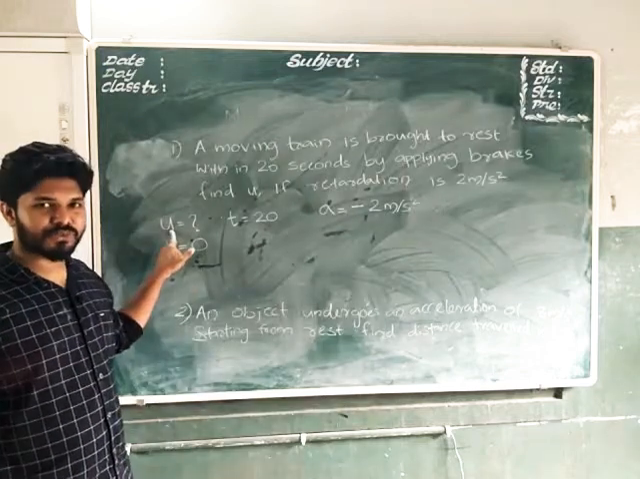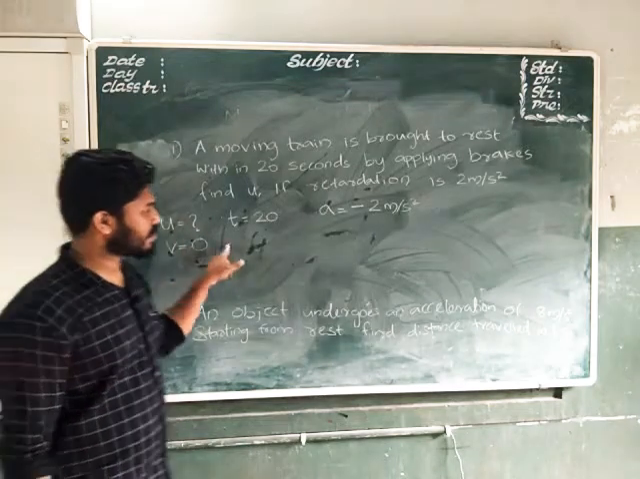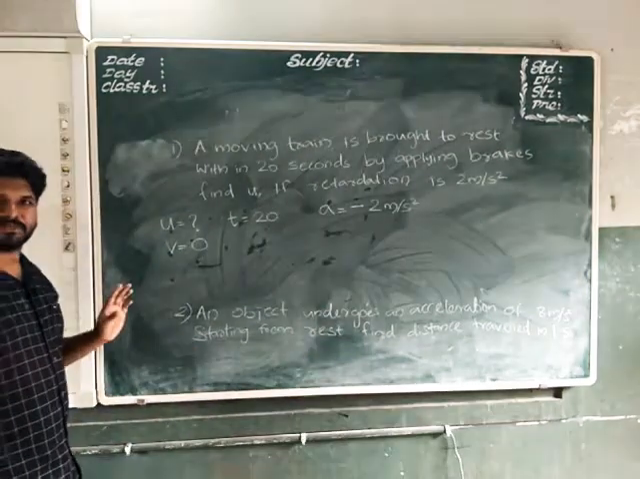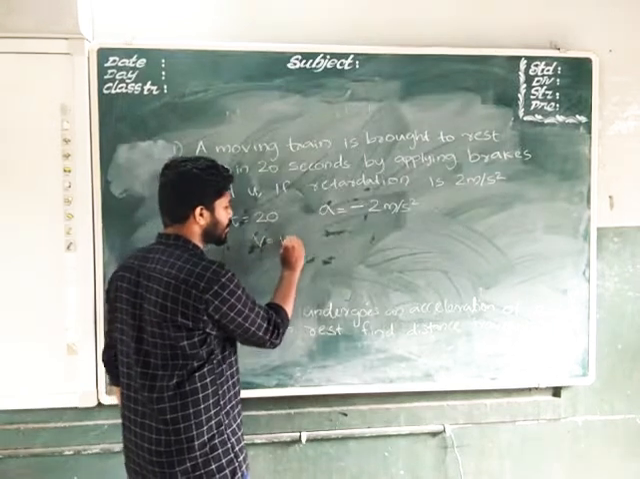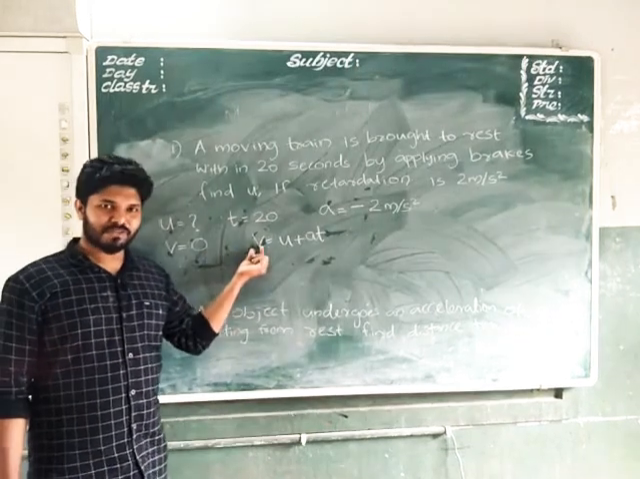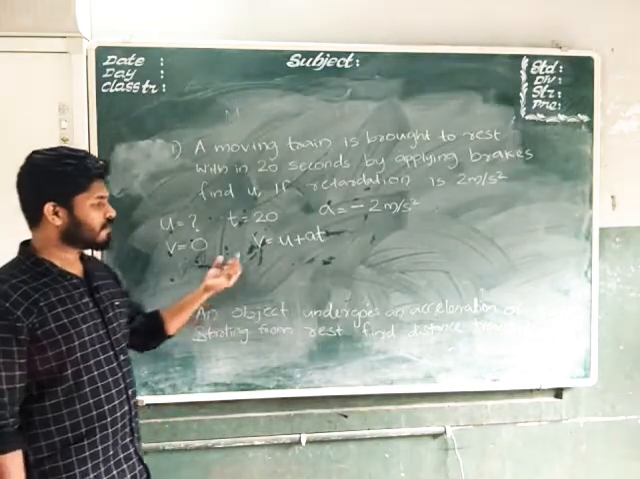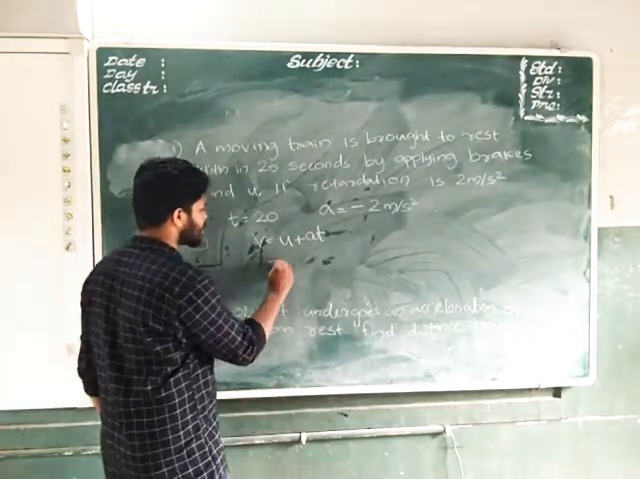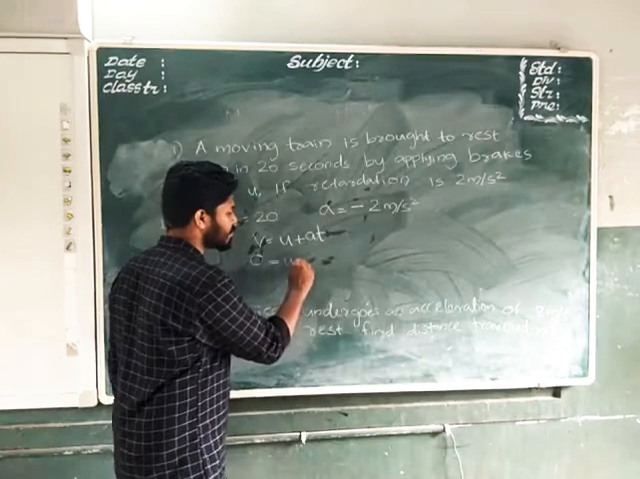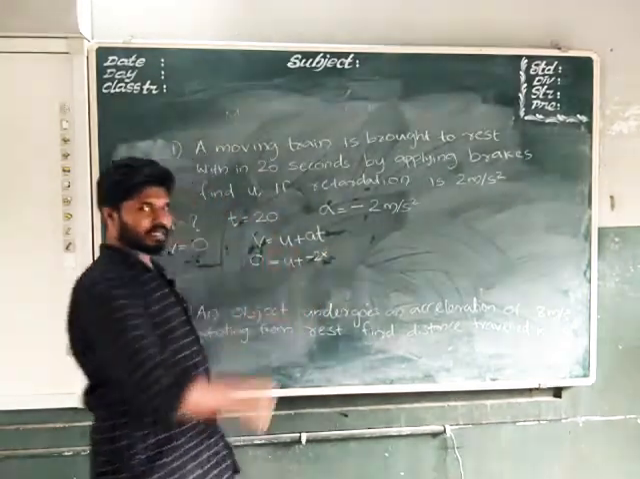Now we have to find u. v is given, t is given, a is given. Which equation of motion can we use here? Obviously the first one, isn't it? v equal to u plus at. From equations of motion we have v equal to u plus at. v is 0, u is unknown, so we put u itself, a equal to minus 2 and t equal to 20.